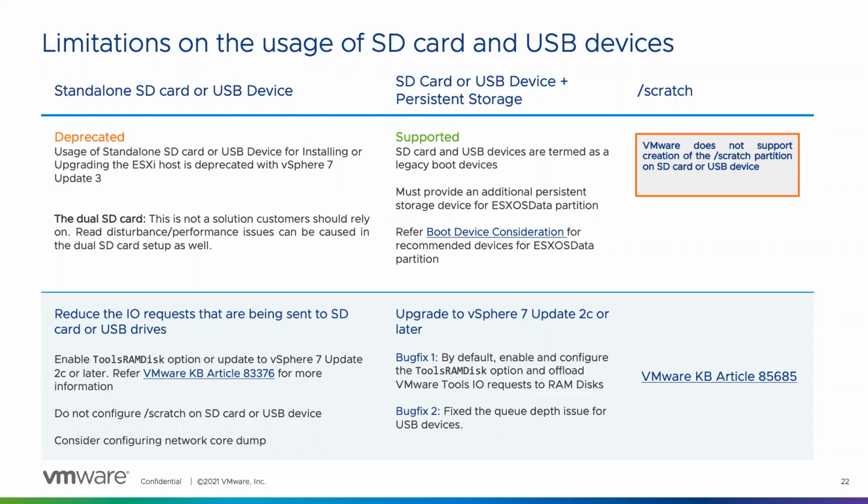Anytime, upgrade to vSphere 7 update 2C, because we have two bug fixes there. The first is that by default we are enabling the tools RAM disk option, which offloads the VMware Tools ISO IO requests to the RAM disk. The other bug fix is for the queue depth issue that was experienced with USB devices. These two bug fixes were very specific to the SD card and USB drive issues that we have experienced with vSphere 7. KB article 85685 explains all of these details in its entirety. Whatever we are discussing right now has been documented in 85685 as well.